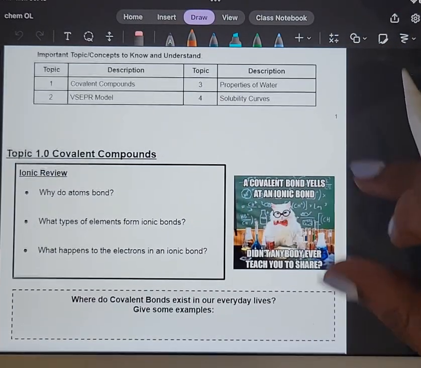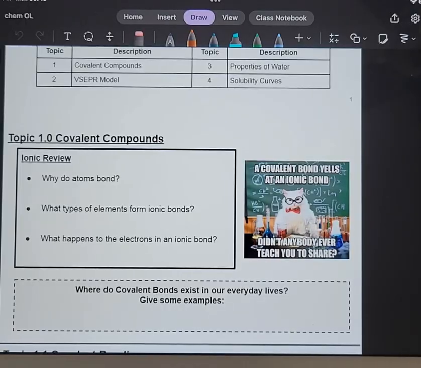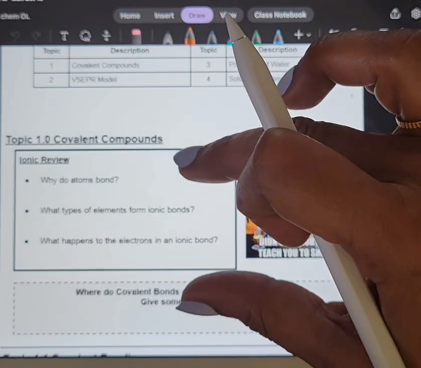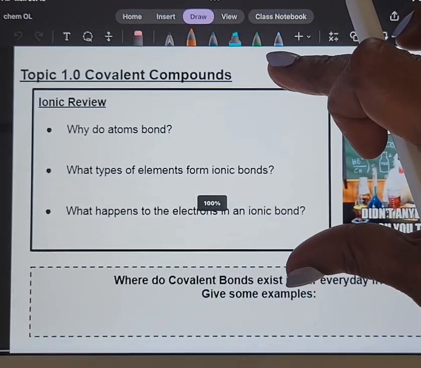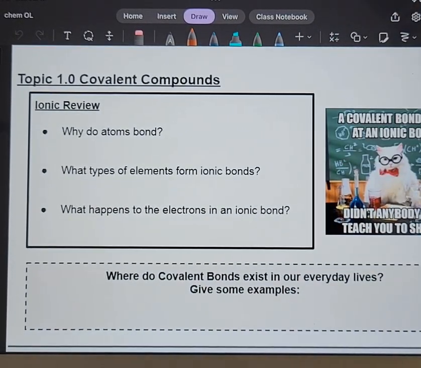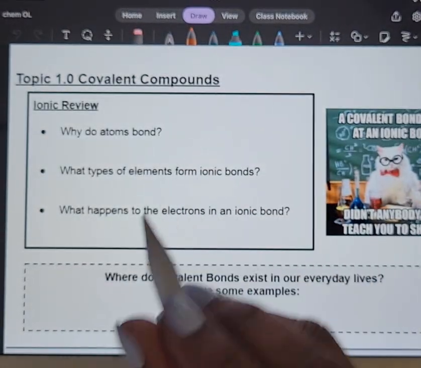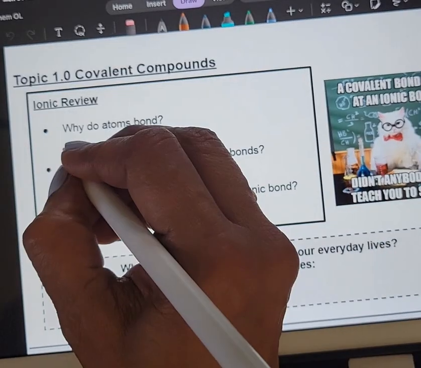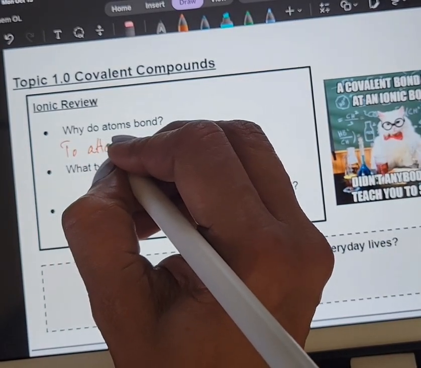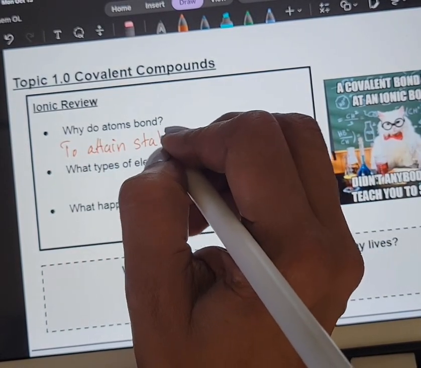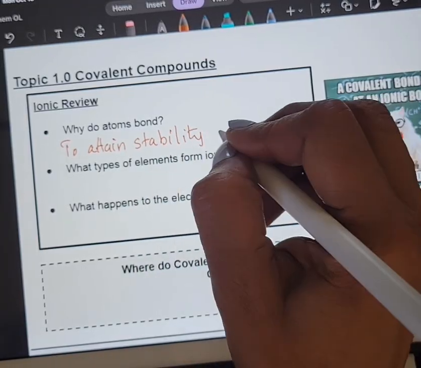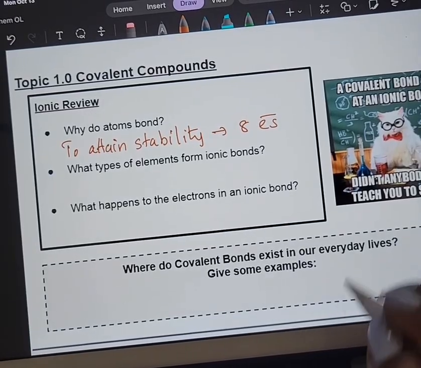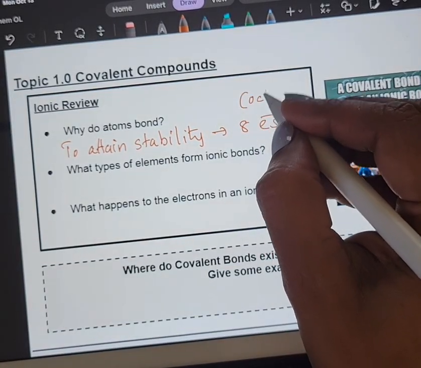Okay, so in this unit we are going to learn covalent bonds, covalent compounds. Last topic we learned ionic compounds. Let's go ahead and review that first. Why are atoms forming bonds? We know that it is to attain stability by getting how many electrons in their valence shell? 8 electrons. That is called octet.